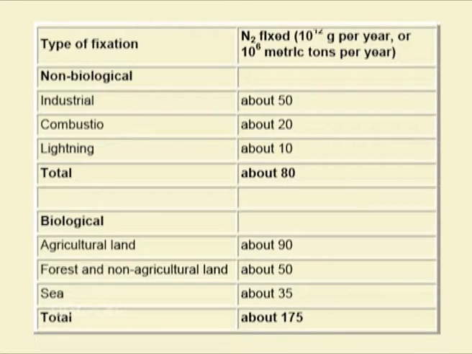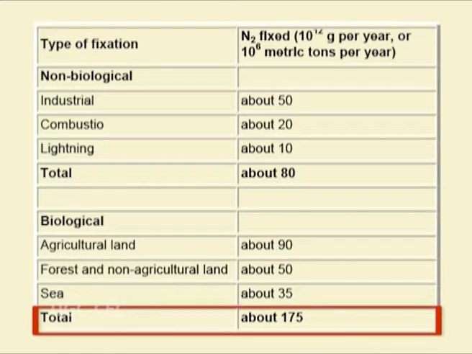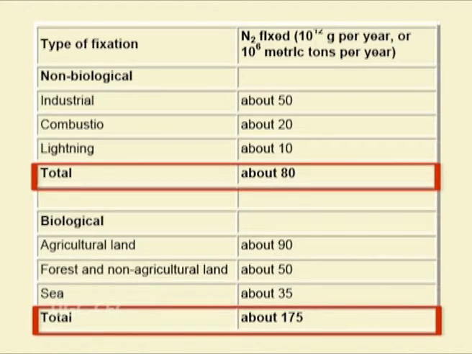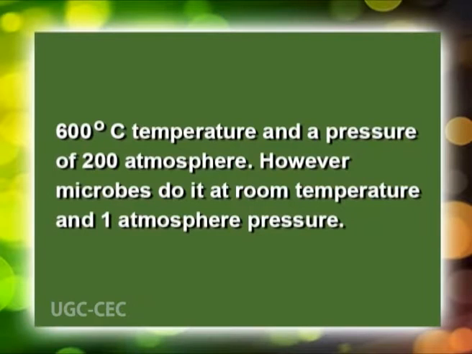Some estimates of the amount of nitrogen fixed on a global scale can be seen in the table. It is evident from the data that the total biological nitrogen fixation is estimated to be twice as much as the total nitrogen fixation by non-biological processes. If nitrogen fixation is done industrially, a large input of energy is required and it is carried out at 600 degree centigrade temperature and a pressure of 200 atmosphere. However, microbes do it at room temperature and at 1 atmospheric pressure.